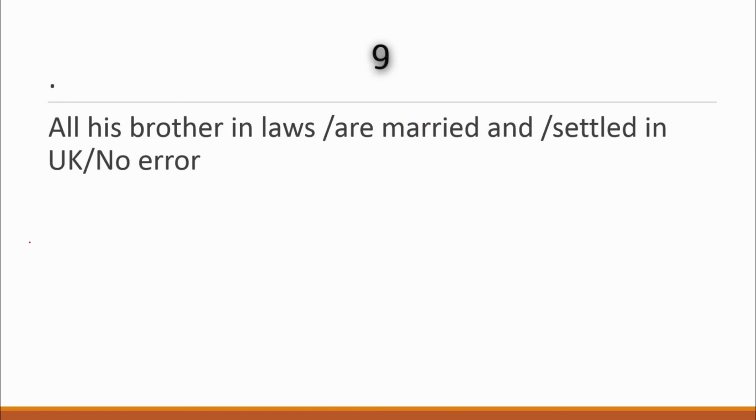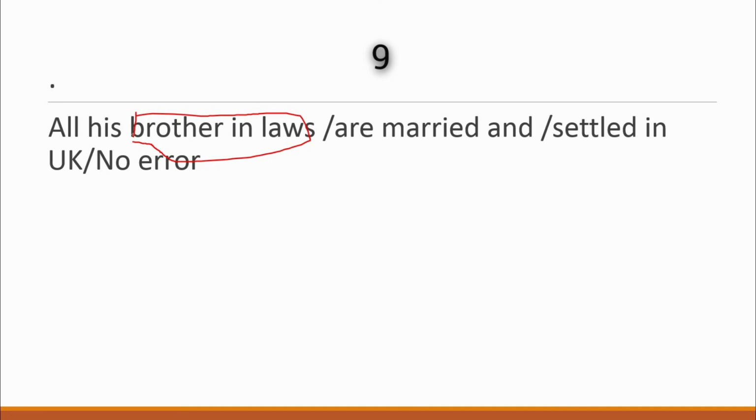Now here we have the last sentence, all his brother-in-laws are married and settled in UK. Now what is the error in this sentence? The error is here in the usage of brother-in-laws. Now I'm sure you understand what he wants to say is that he has more than one brother-in-law. Now how do you say if you have more than one in-law?